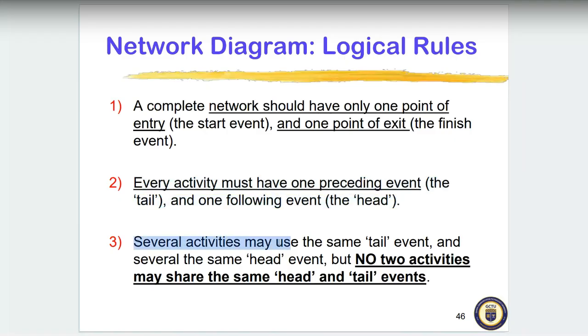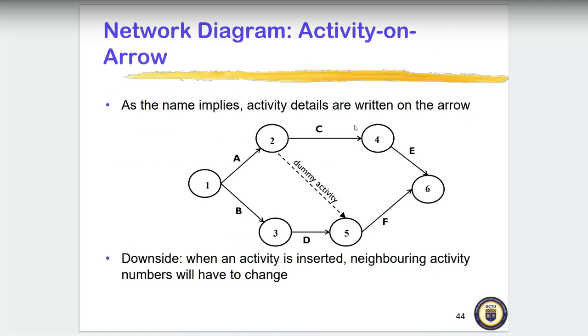And then three says several activities may use the same tail event and several the same head event. So we can be using the same tail, like this. Maybe we can connect like this. You see, A and B are using the same tail, but we can't use the same head event. That is why this dummy is showing in here.